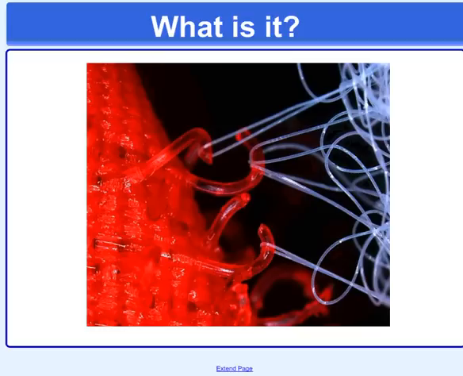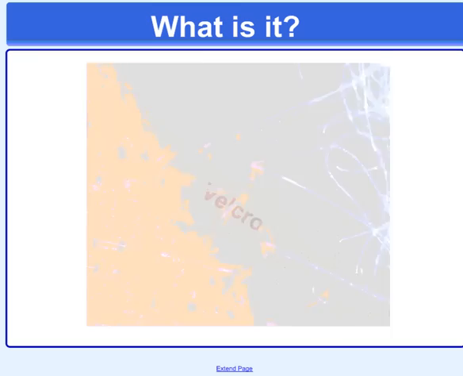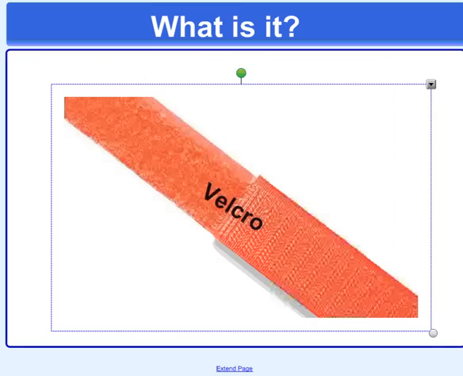And then let's do our what is it. Here was our image in the beginning, and you had to guess what that image is. And if you looked very closely, you would have seen that it is Velcro. It's a magnified image of Velcro.